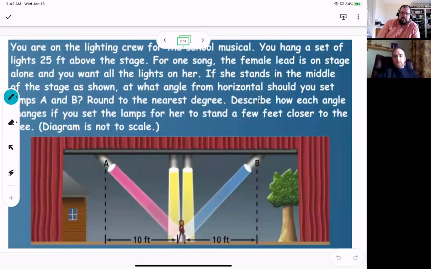All right, so we've got some stuff and we're on the lighting crew, and we want these lights both on her. We're trying to figure out what angle each of these should be for this.